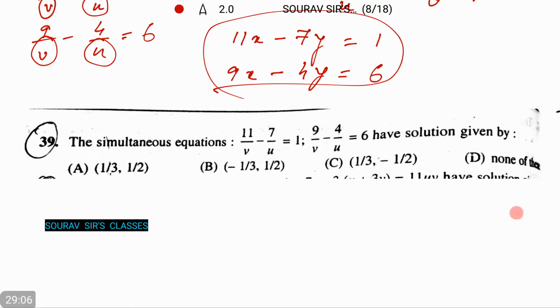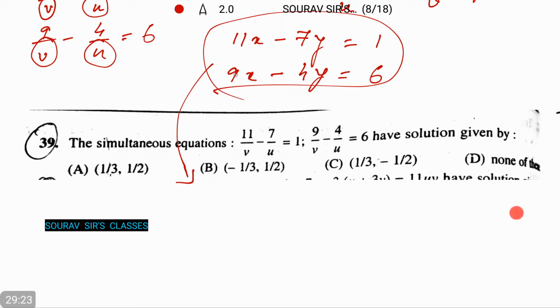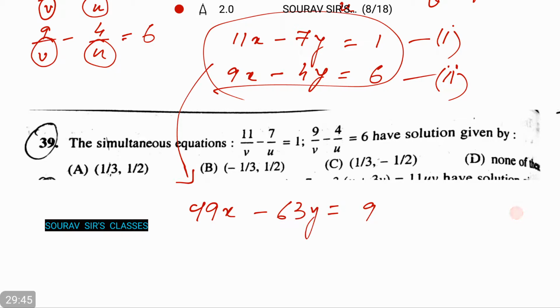So there's no shortcut to this. We'll just multiply this by, let's see, suppose we want to eliminate x. So we multiply the coefficient of x in the second equation, this is equation 2 and this is equation 1, to the first equation. Now we have 9 into 11 gives 99x minus 9 times 7 gives 63y equals 9.